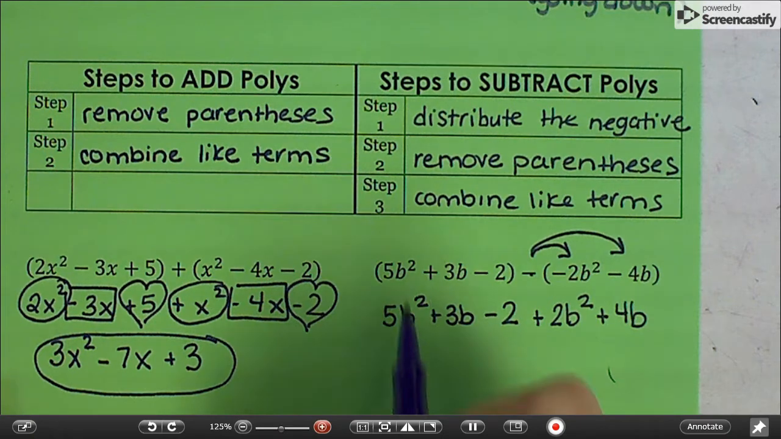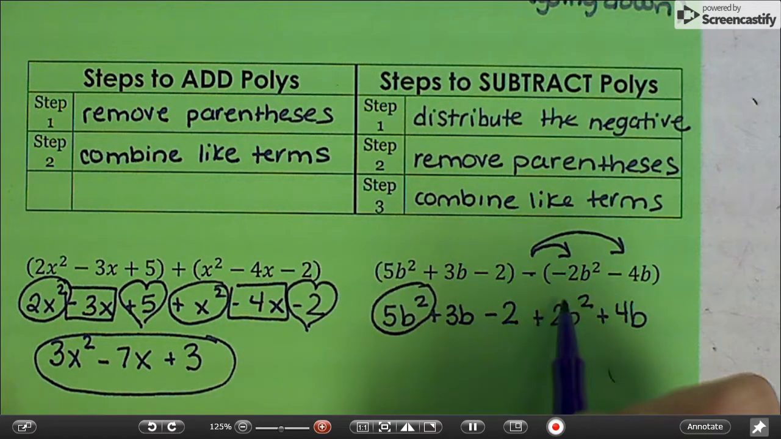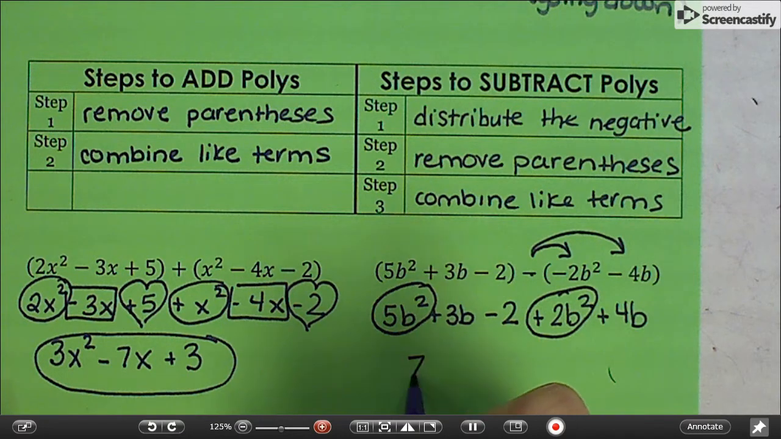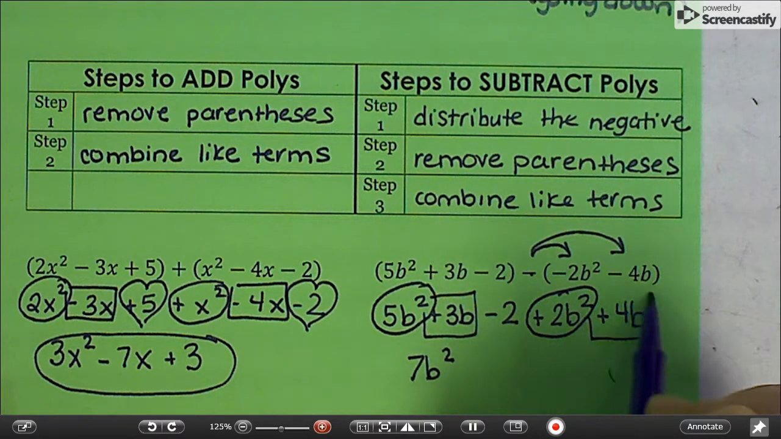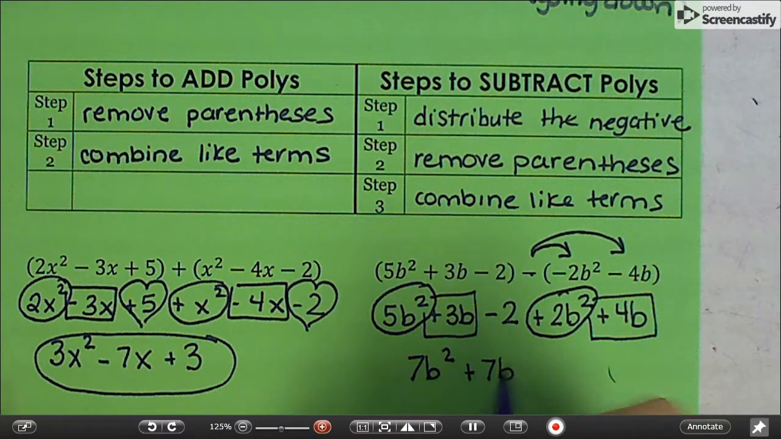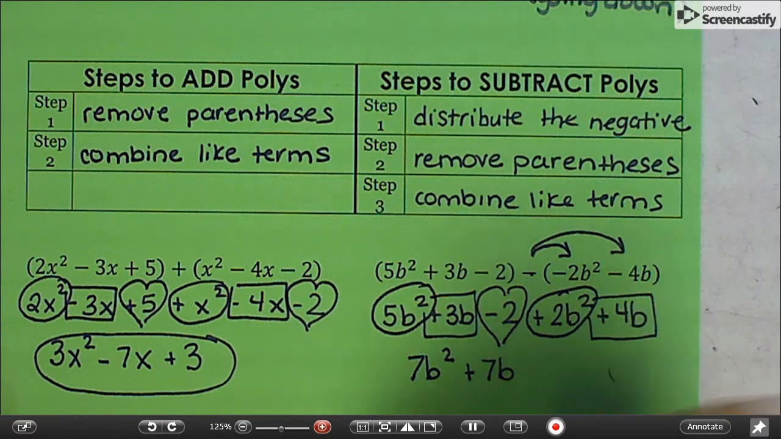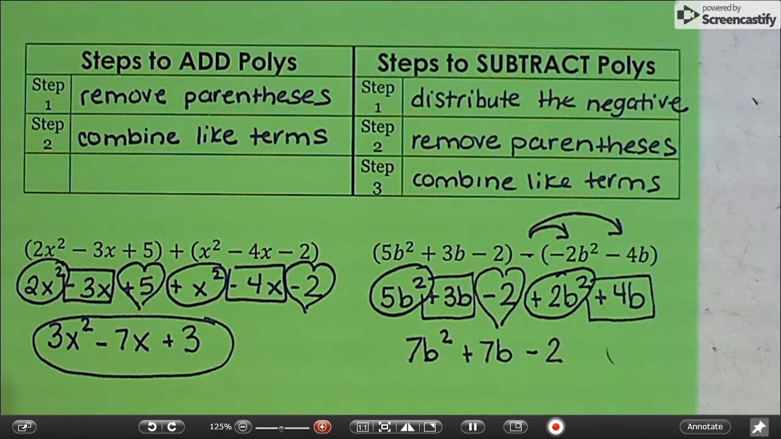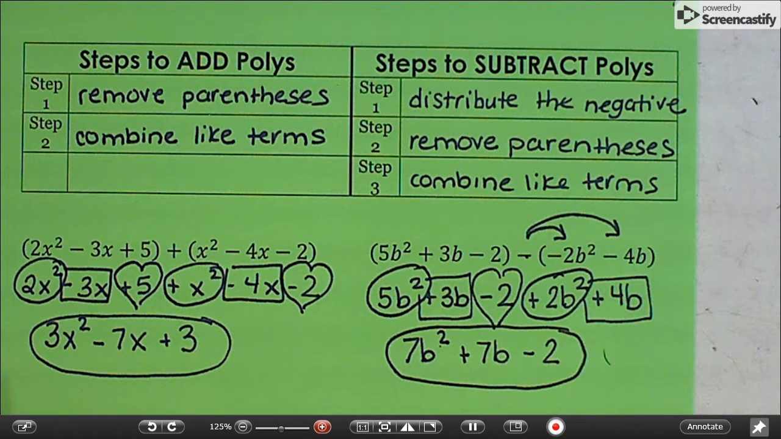Now we're going to combine like terms. So here I have my b squareds and 2b squareds. So that gives me 7b squareds. I have 3b's and 4b's. So it's 7b's. And I have one constant term and nothing to combine it with, so it stays like that. Making sure it's in standard form, we have 2, 1, nothing, and so that's the answer. So that really is all there is to adding and subtracting polynomials. Since I think I have another minute or two, I'm going to do a few more examples, but if I get cut off, then I get cut off.